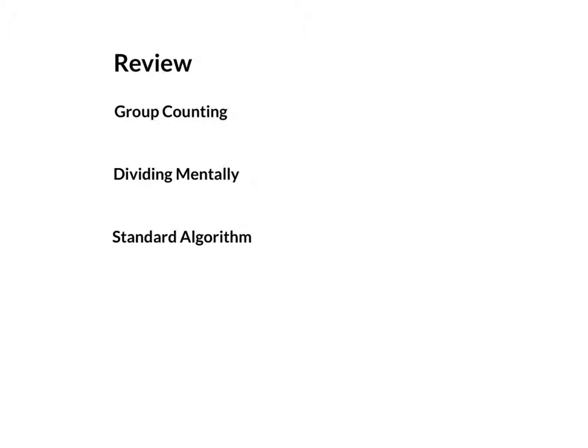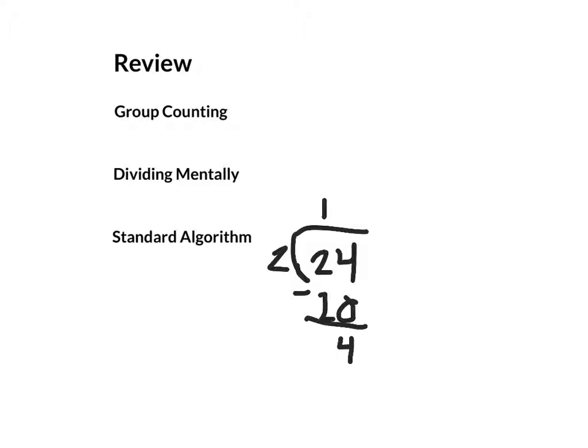Next is the standard algorithm, where I give you a problem like 24 divided by 2, and I want you to be able to divide it. In these problems, you always start at the largest place value, which would be the tens. 2 into 2 goes once, of course, and then you write down 20. You subtract 20 from 24, which will give you 4, and 2 goes into 4 twice, which gives you 12, and there's no remainder. So 12 is your answer.